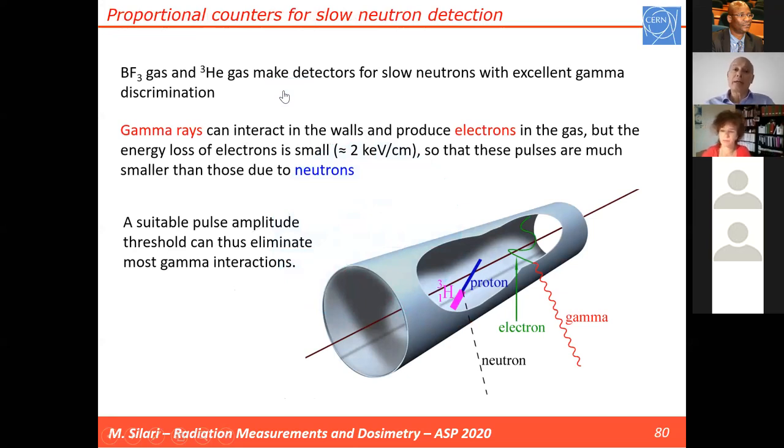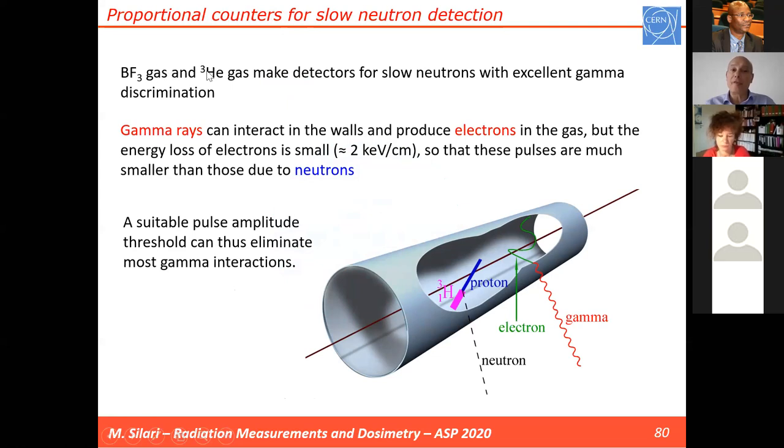Now, as I said before, neutrons are practically always associated with gamma rays. So how do you discriminate the two? How can I tell that the count in my detector is actually due to a neutron and not to gammas? Well, because the signal that a neutron and a gamma produce is very much different.